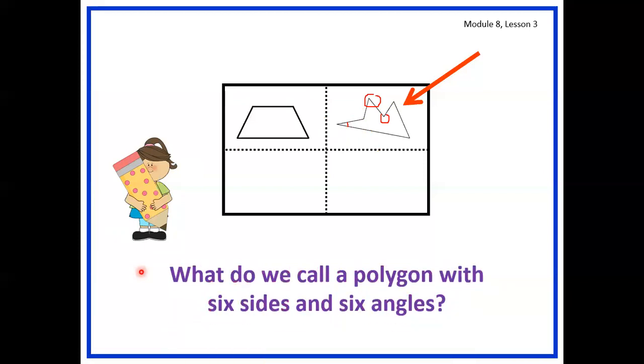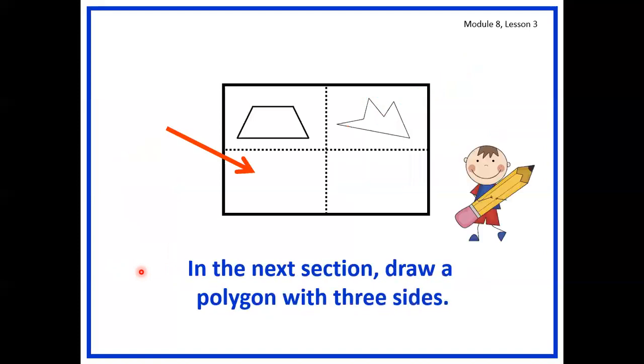So what can we call a polygon with 6 sides and 6 angles? Think about it. We could call it a hexagon. Hex like 6. Kind of sounds the same. All right, let's keep on moving.